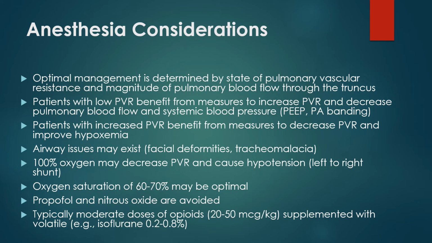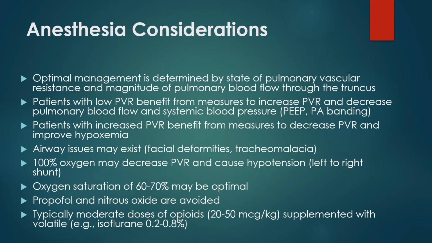If you're going to drive up your pulmonary vascular resistance, think about what you're doing with your ventilation. You're putting some PEEP on. You're going to drop your FiO2, you're going to allow some permissive hypercapnia, all to increase your pulmonary vascular resistance. So most of the blood goes down the aorta. Patients with increased PVR benefit from measures to decrease PVR and improve hypoxemia. A lot of this is just a balance of SAT versus systemic flow.